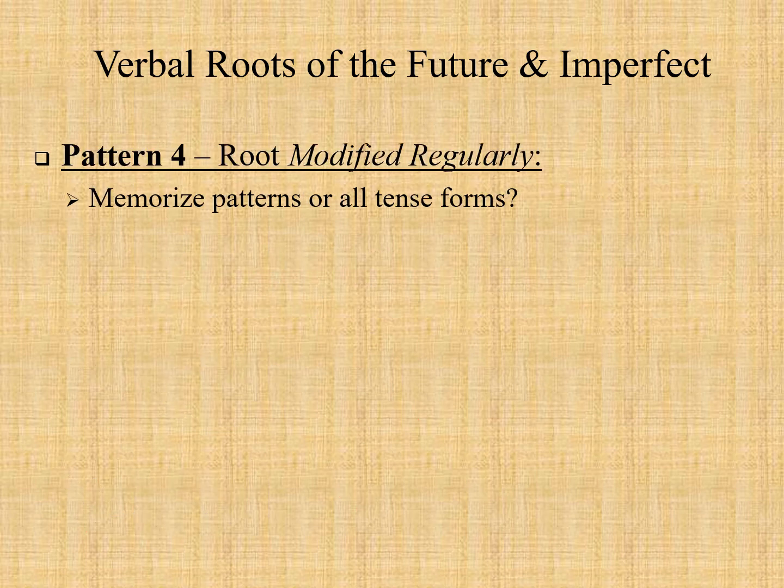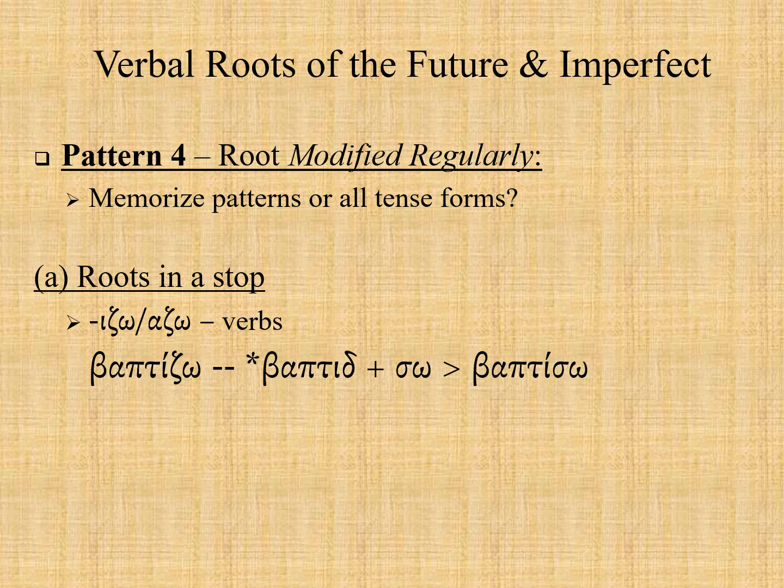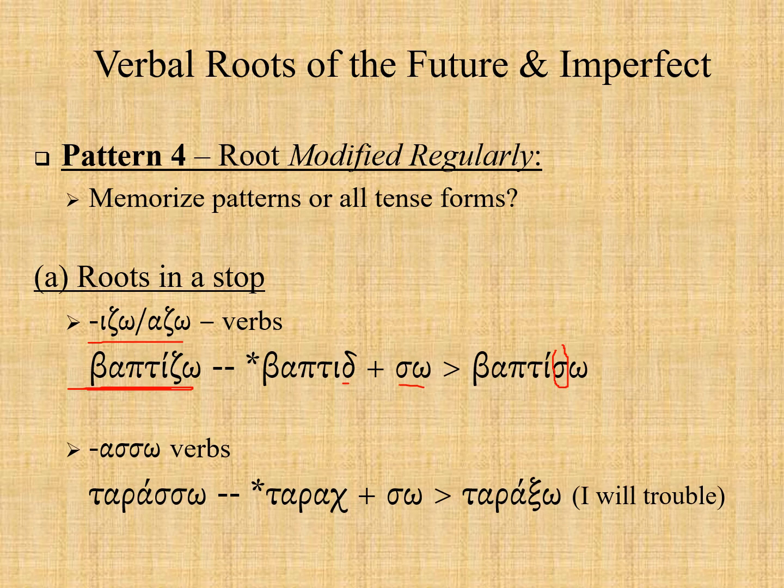And finally, we have the pattern 4, which indicates the root is modified regularly. The question here is whether we're going to memorize the patterns or all the tense forms. So if we have a root in a stop, in other words, we have a verb that ends in idzo or adzo, such as baptizo, I baptize, then the delta and sigma actually ends up becoming sigma. This should be fairly straightforward. We have asso verbs. Tarasso becomes taraxo, something that we already looked at in these patterns earlier.